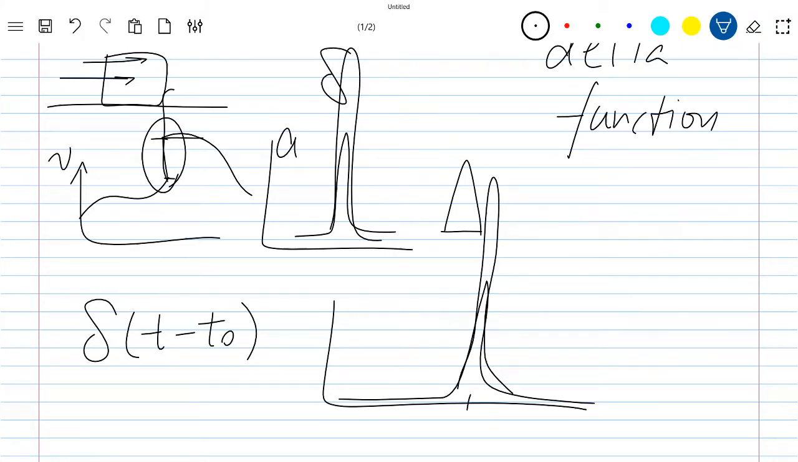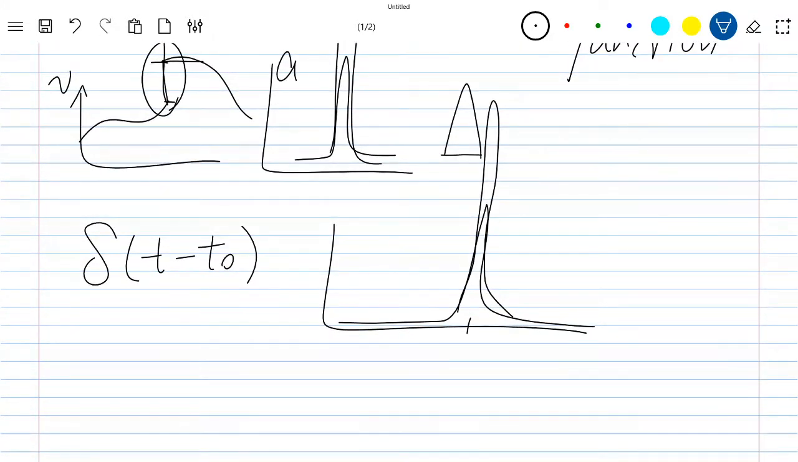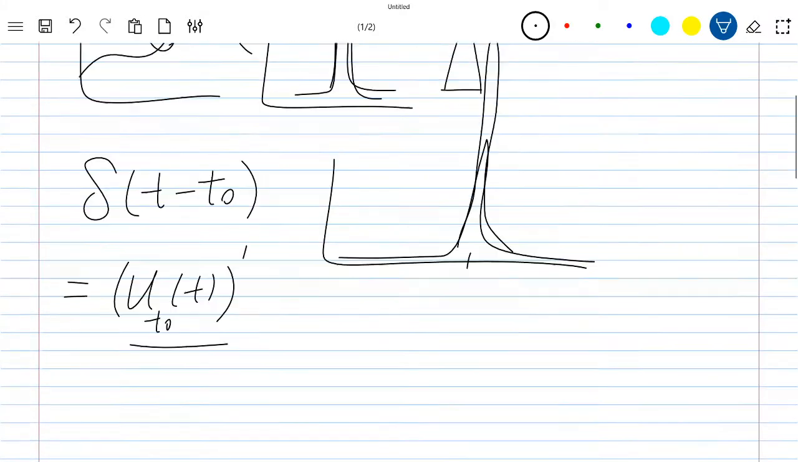So this is not really a traditional function. It's defined heuristically as the derivative of a step function, like that. It takes the derivative. But if you double the step function, you should also double the derivative, right?